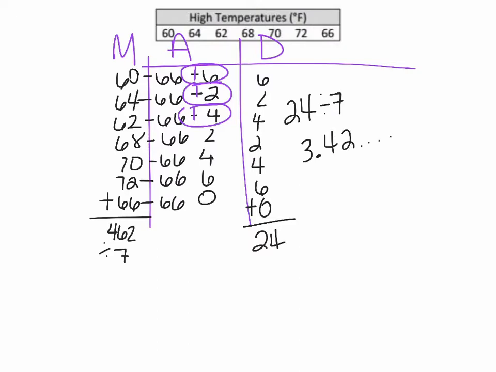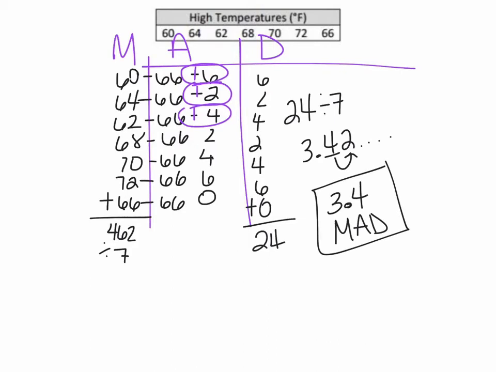And I got 3.42... Okay. And I just want to keep it to the tenths place, so I'm going to look at the digit behind it. 5 or more, raise the score. 4 or less, let it rest. So that's going to stay as 3.4. And so that is going to be my mean absolute deviation.